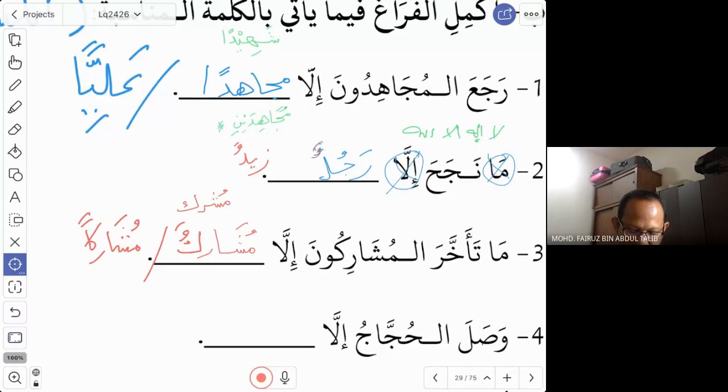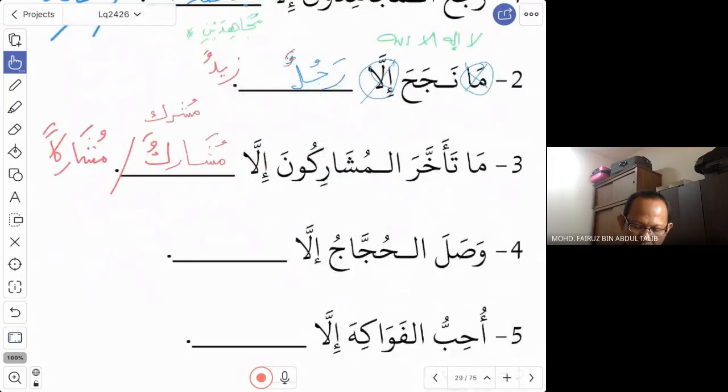First, of course, you use fathah: musyarikan. The second one, you follow this word. You look at this word, musyarikun. This is the fi'il, this is the fa'il. Fa'il is always marfu, so this must be marfu as well. Fa naqul illa musyarikun au illa musyarikan. Yes, both are correct.